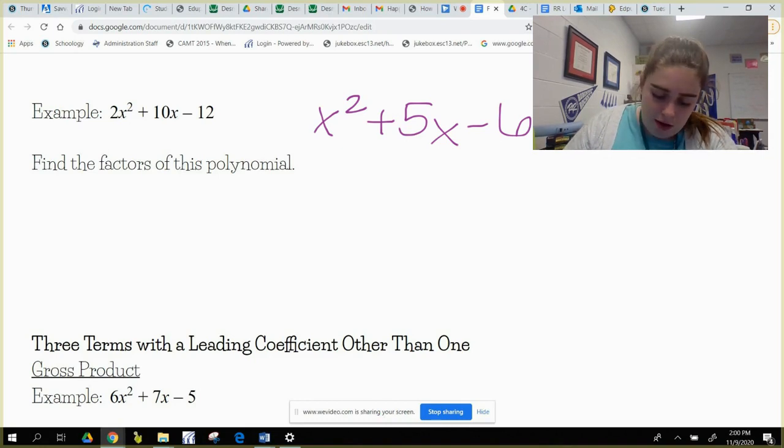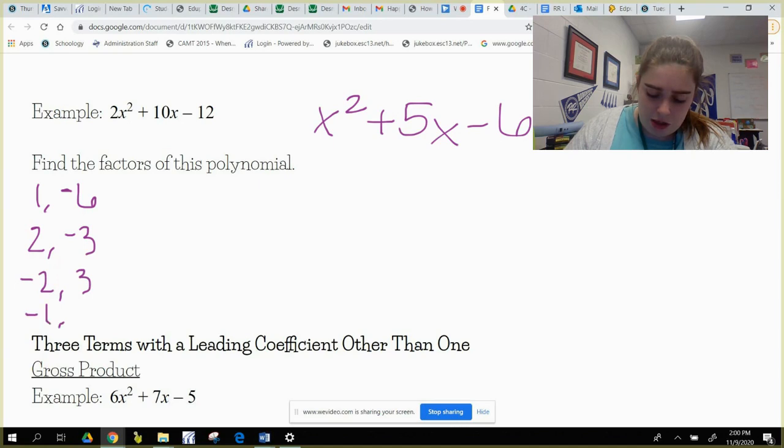So we could have 1 and 6. Let's go ahead and add our negative. We could have 1 and -6. We could have 2 and -3. We could have -2 and 3. And we could have -1 and 6. Okay, so those are all of our possible factors for that. Now we need to see which of those adds to be our middle coefficient, which is +5. Okay, so +5, we're looking for that.